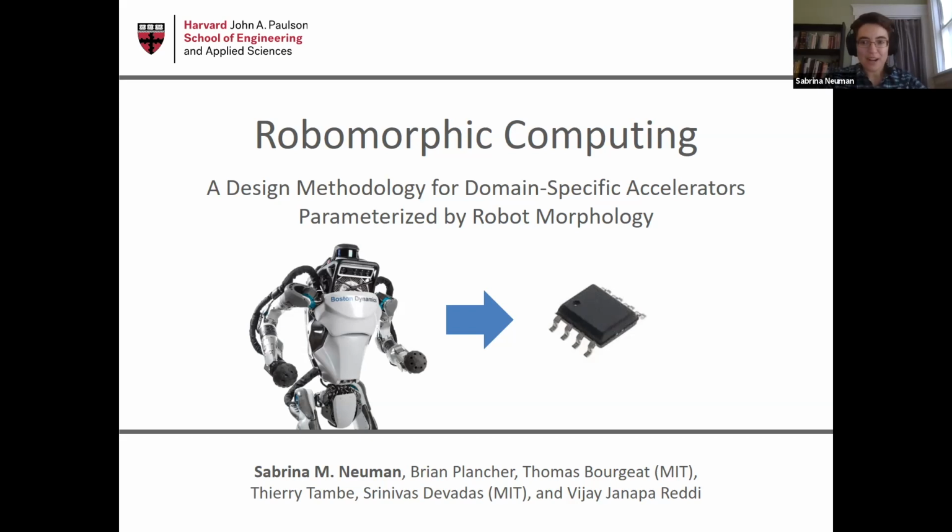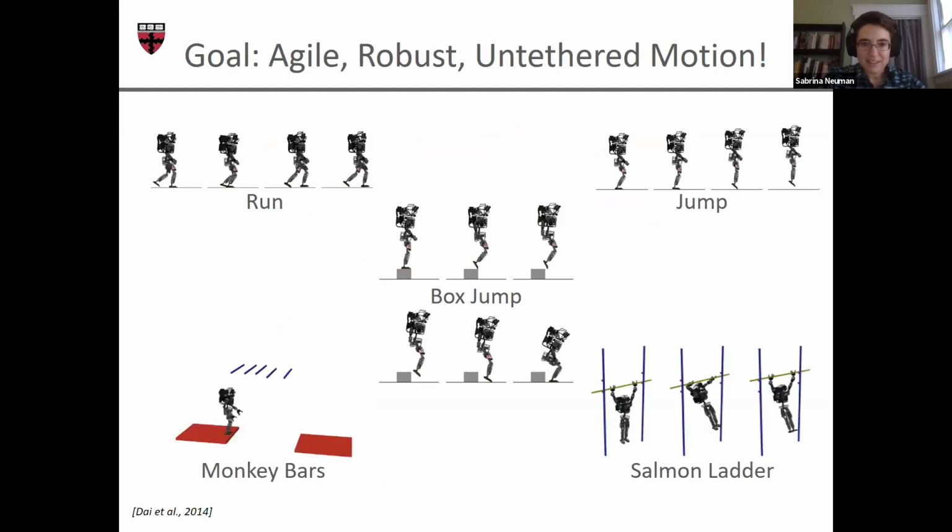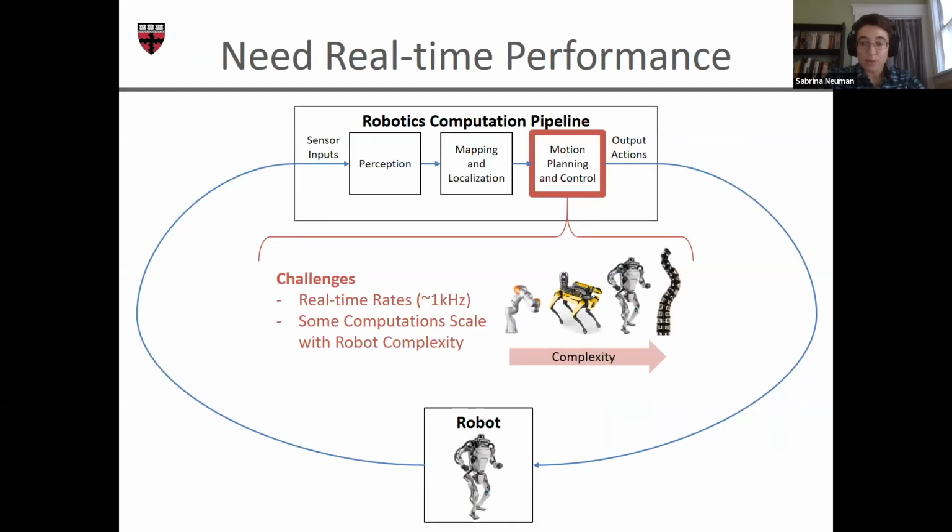So basically, the idea is that we want agile, robust, untethered motion from complex robots. This would be a desirable outcome. We want these robots moving very fluidly through dynamic, unpredictable environments, and we want them interacting in real time safely with humans to do tasks in human environments. So in order to accomplish that, of course, we need real-time performance from the computation.